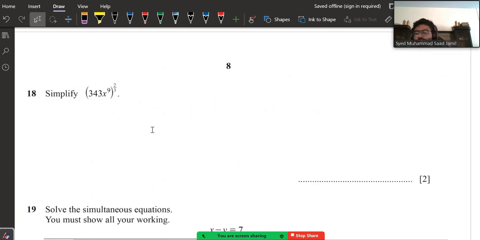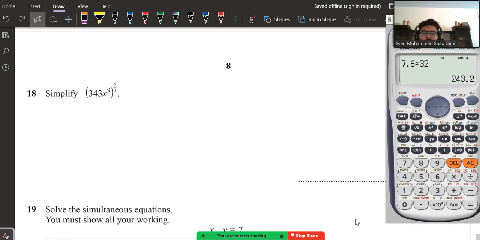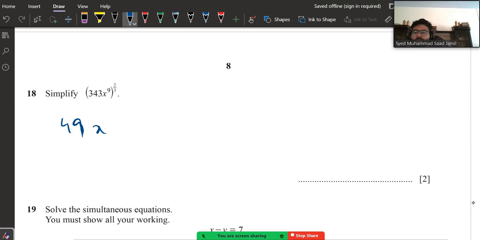Moving on to this question, just simply plug it into the calculator. Just find the value of 343 raised to the power 2 upon 3. Since calculator is allowed, make your life easy. This becomes 49x, 9 multiplied by 2 upon 3, 3 1s are 3, 3 3s are 9. So 49x, 3 multiplied by 2 is 6.